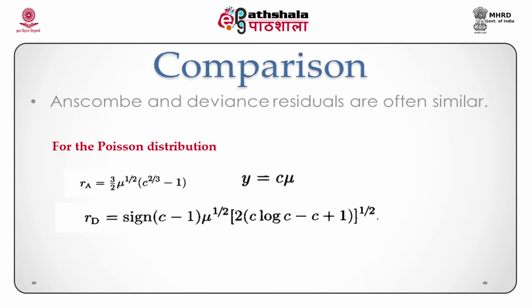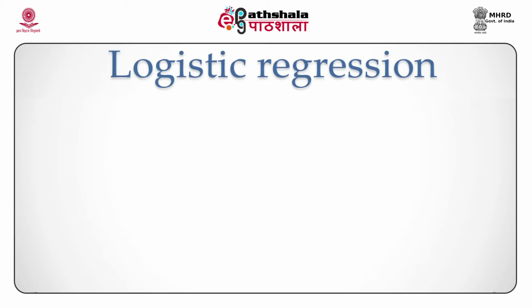The values of the Pearsonian residuals for the Poisson family can be somewhat different. Another commonly used regression model in the class of GLMs is logistic regression. Here are the forms of the residuals for logistic regression. So if pi_i hat denotes the fitted probability, the Pearsonian residual is given by r_i equal to y_i minus pi_i hat divided by the square root of pi_i hat into 1 minus pi_i hat.